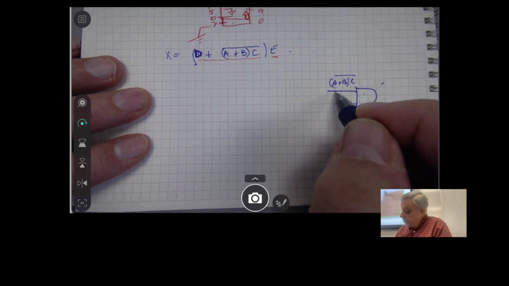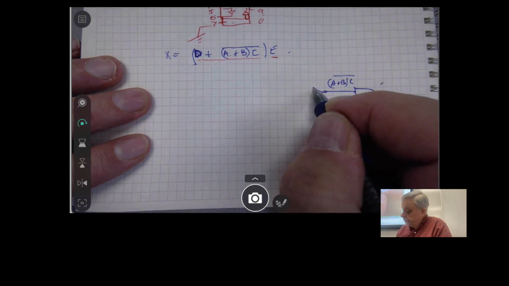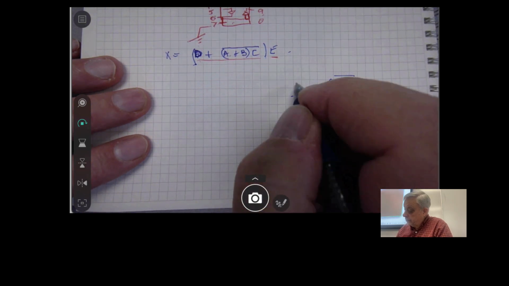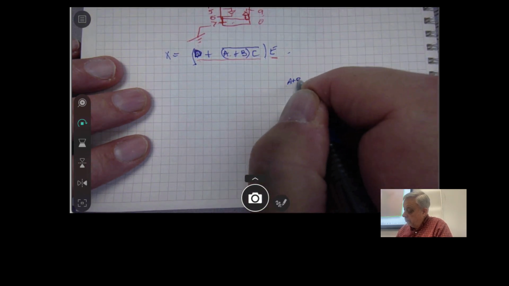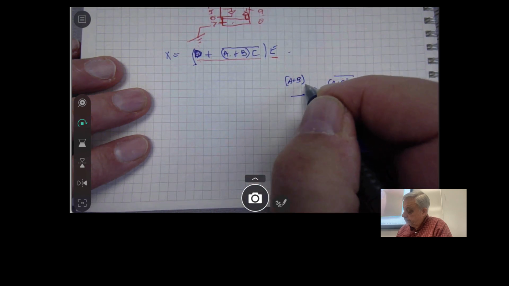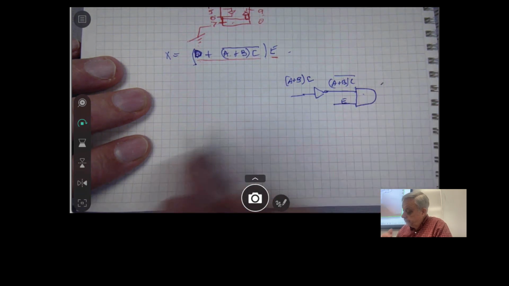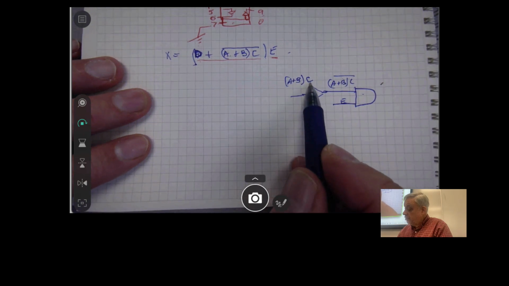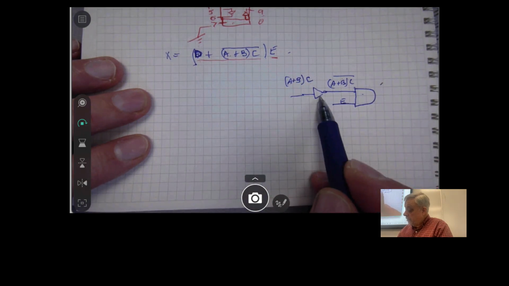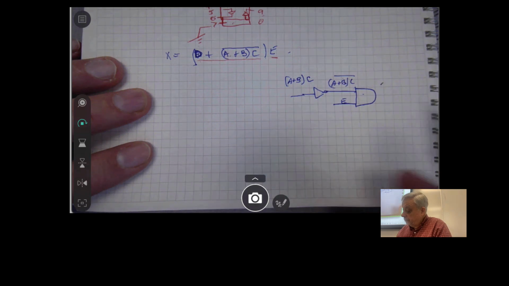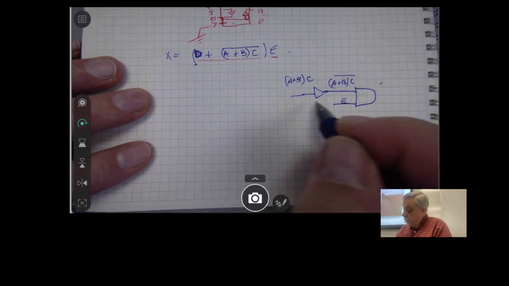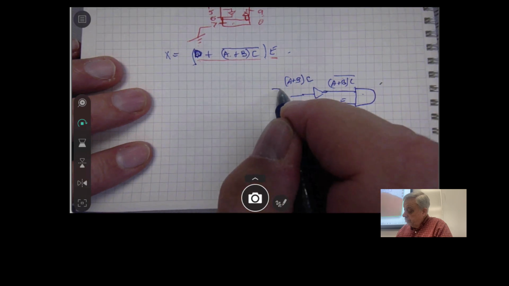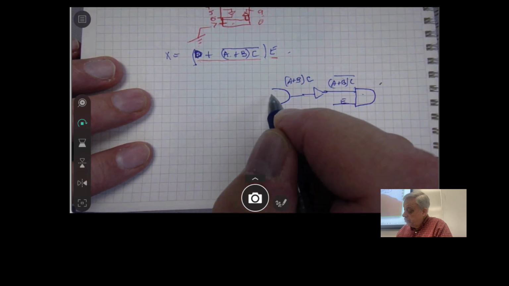Let's get rid of the not with a quick inversion. And I've got A or B and C, but I've taken care of the not expression. Now we go back another step, and this is extremely similar looking to an AND gate.